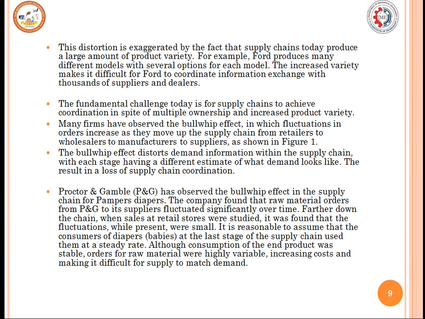Procter & Gamble is one of the companies which observed the bullwhip effect in its supply chain. For Pampers diapers, the company found that raw material orders from P&G to its suppliers fluctuate significantly over time. Further down the chain, when sales at retail stores were studied, it was found that fluctuations, while present, were small. It is reasonable to assume that the consumers of diapers at the last stage of the supply chain use them at a steady state. Although consumption of the end product was stable, orders for raw materials were highly variable, increasing costs and making it difficult for the supply to match the demand.